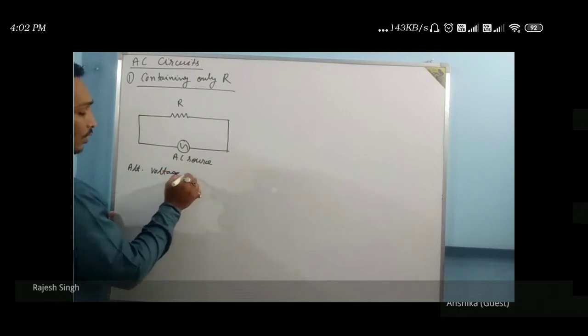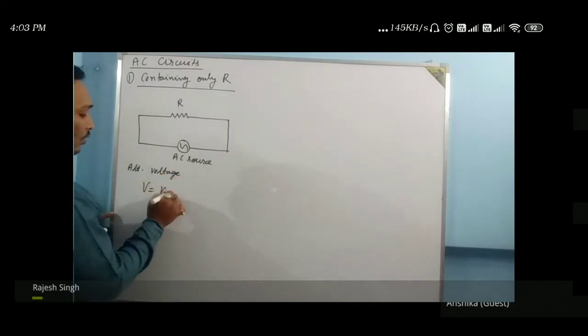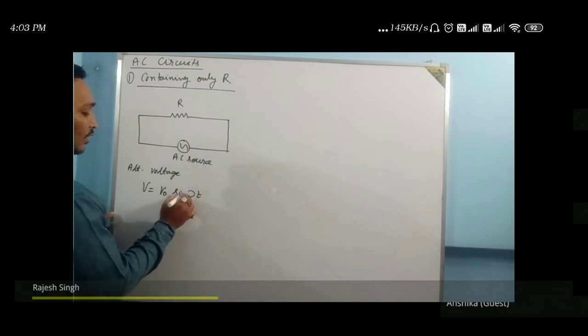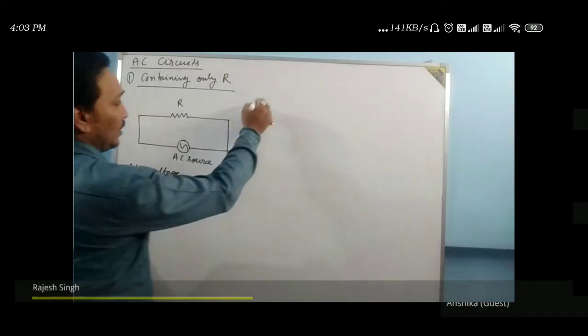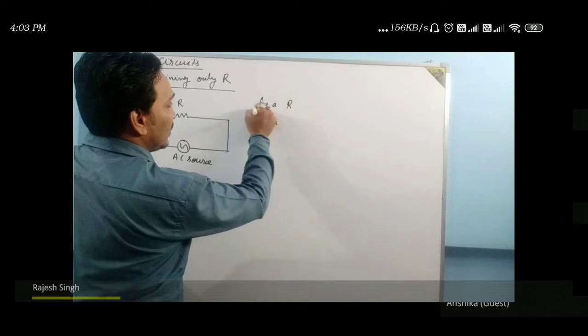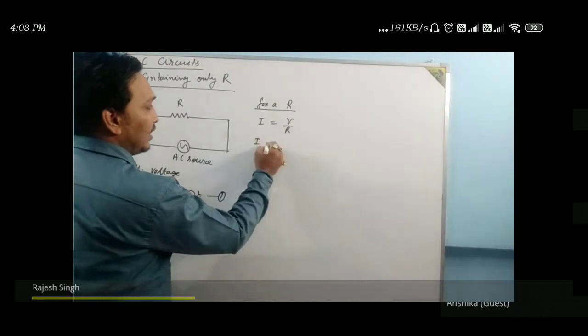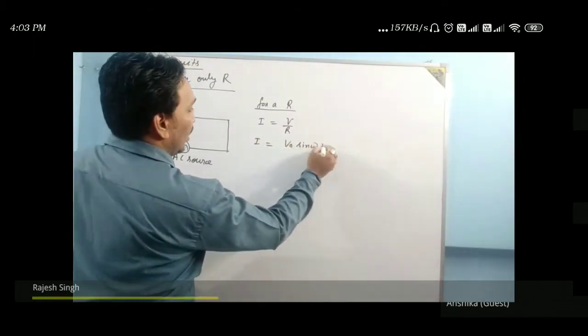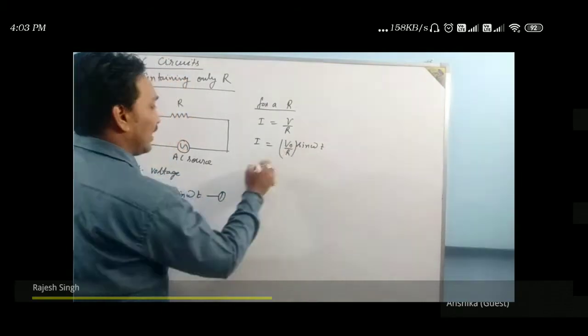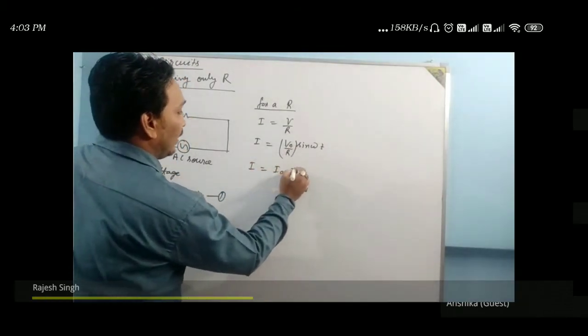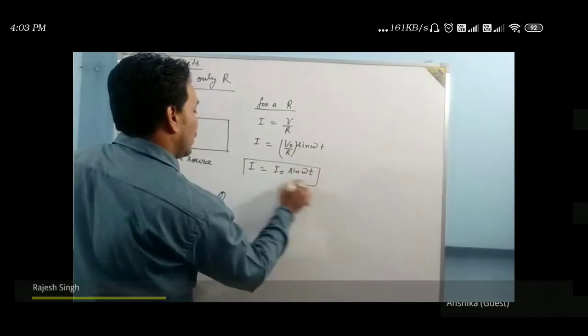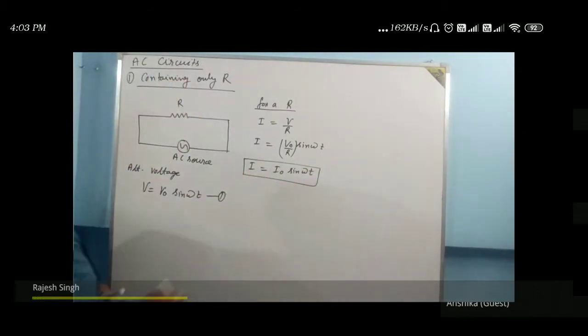The alternating voltage we have supplied, V is equal to V naught sin omega t. Let this be equation number 1. For a resistance, I is equal to V by R. So I is equal to V naught sin omega t upon R. V naught upon R can be written as I naught. So we have I naught sin omega t. This is the value of current. Let this be equation number 2.